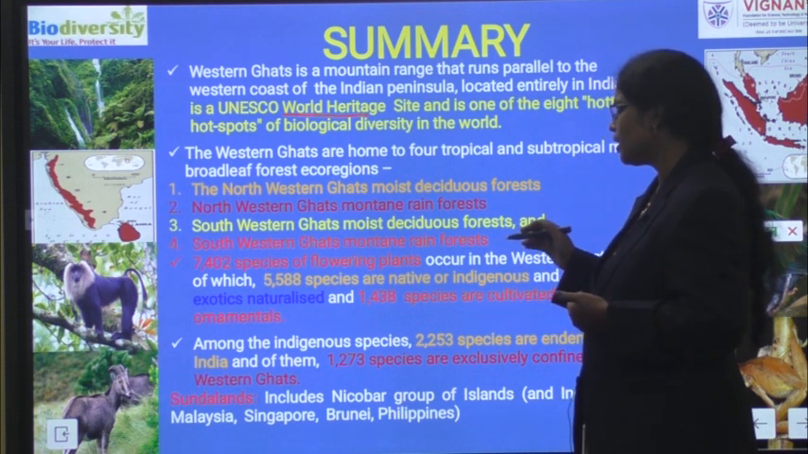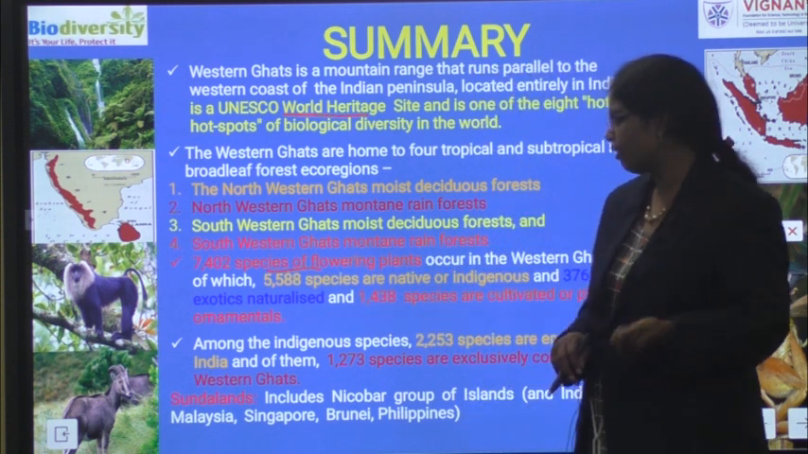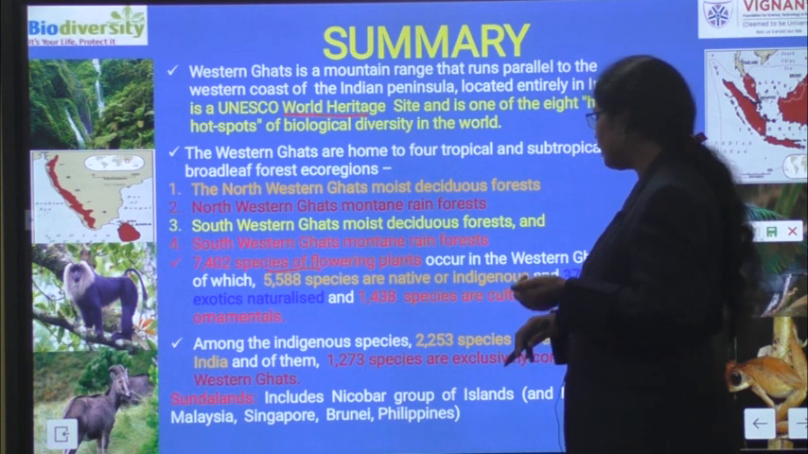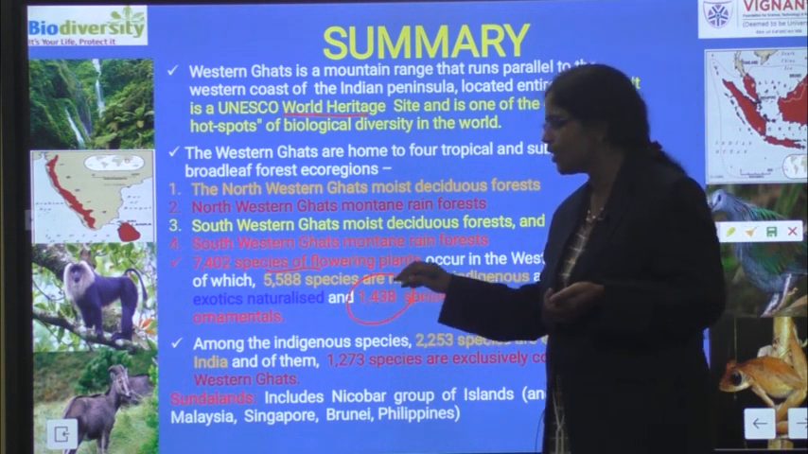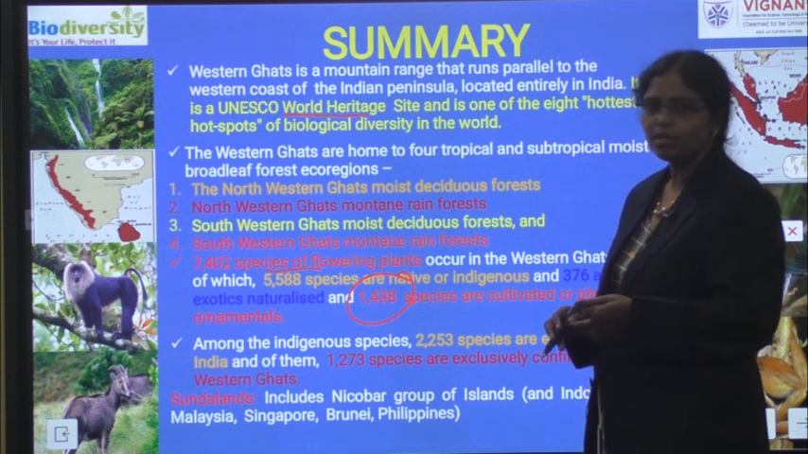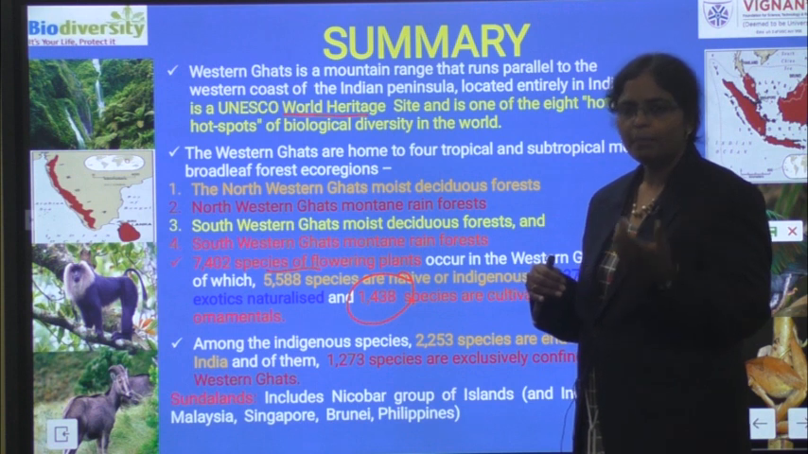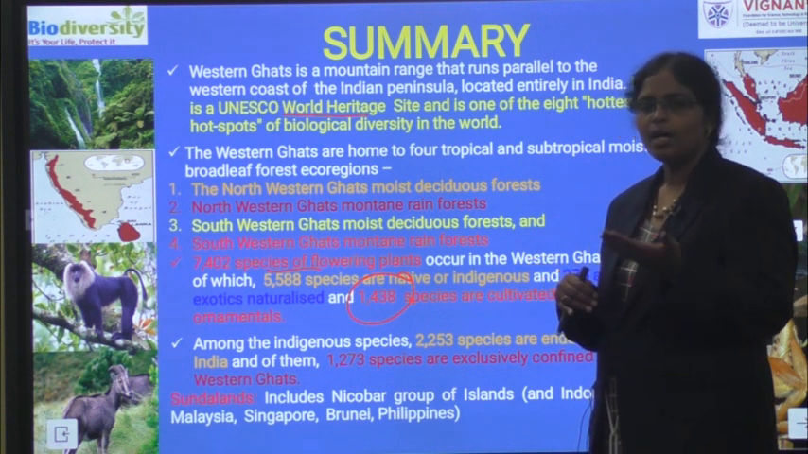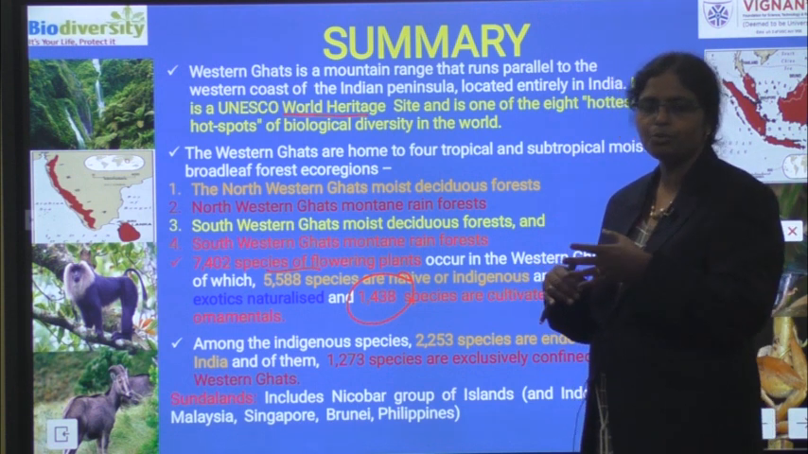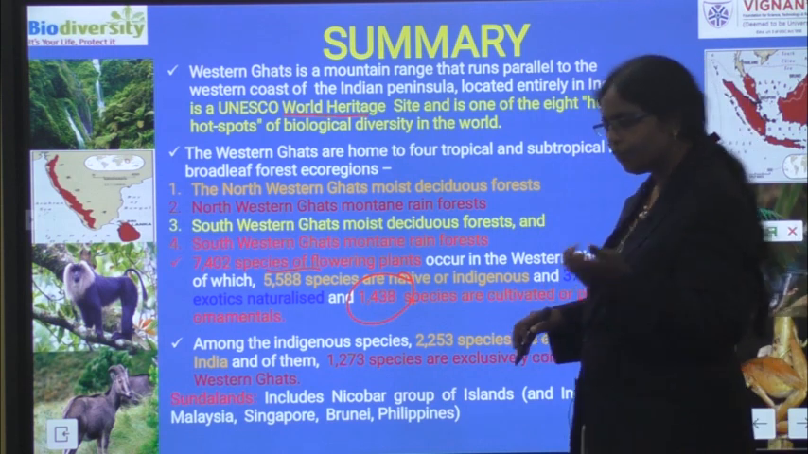Not only this, nearly 7,000 species of flowering plants are there, and of these, 14,038 species are cultivated as ornamental plants. Not only this, the aquatic plants present in this region have medicinally important value, and the freshwater fishes are used by humankind for economic purposes and food.